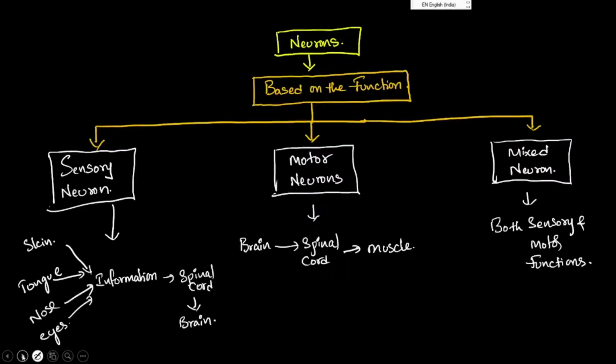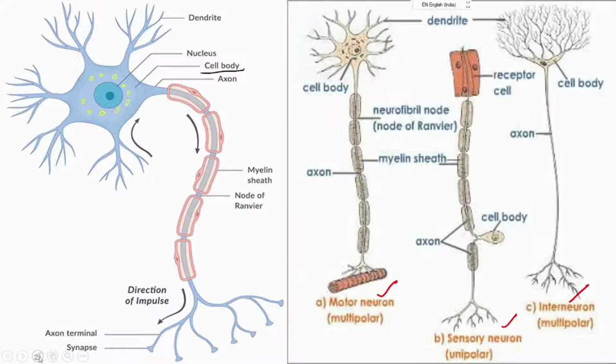And see in the neuron, students, how the electrical impulse will be transferred: from the cell body, the electrical impulse will be passed here like this. This is the direction of the nerve impulse, students. Another important point regarding this: a nerve consists of bundles of nerve fibers, students.